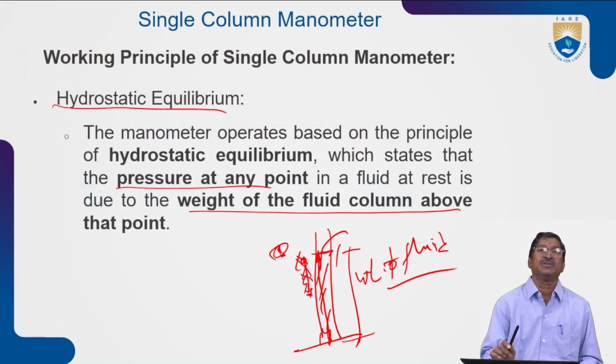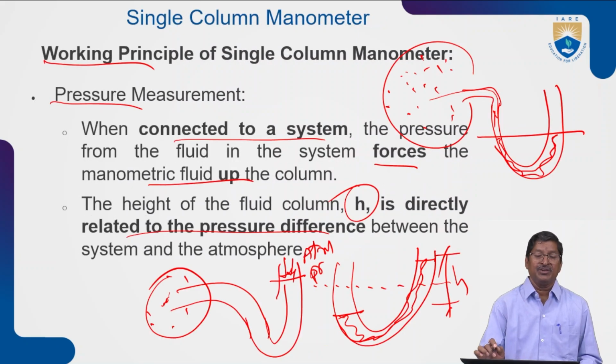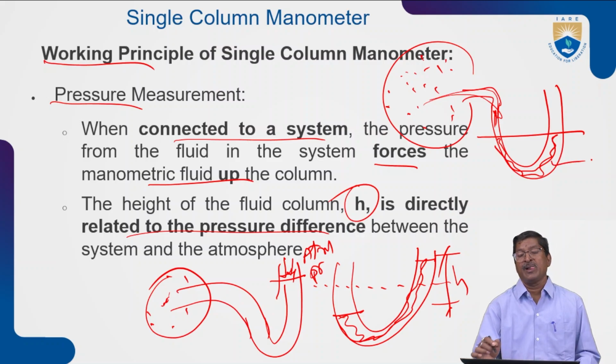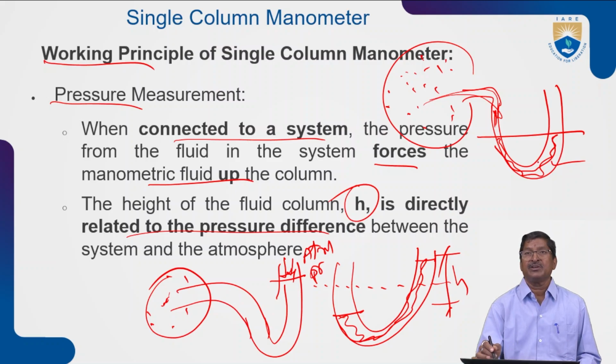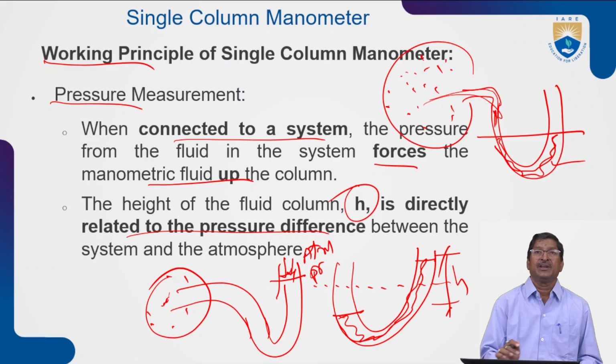Hydrostatic equilibrium means the pressure at any point is the weight of the fluid column above that point. As for the working principle, whenever you connect the U-tube to a pipe, forces are applied on the manometer fluid. The fluid comes inside the manometer and pushes the mercury or water. Because of that force, the manometer fluid falls in the left limb and rises in the right limb.